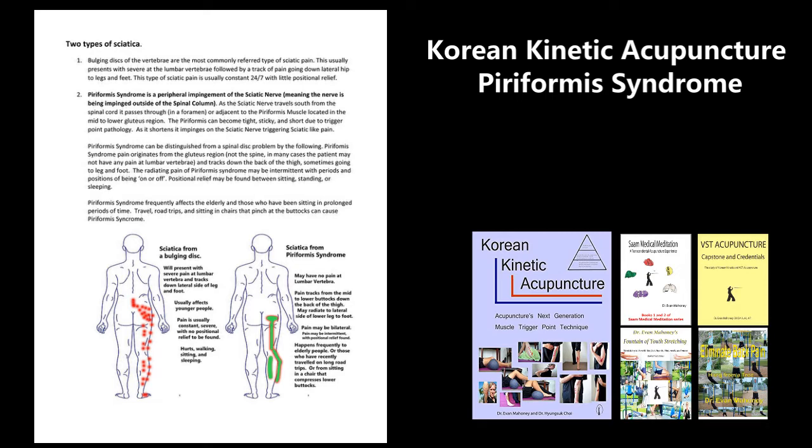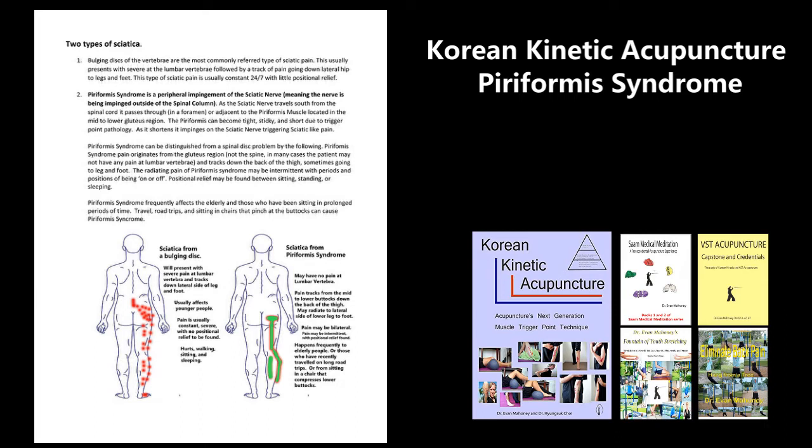Piriformis syndrome can be distinguished from a spinal disc problem by the following. Piriformis syndrome originates from the gluteus region, not in the spine. In many cases, the patient may not have any pain at the lumbar vertebrae at all, and it tracks down the back of the thigh, sometimes going to the leg and the foot.